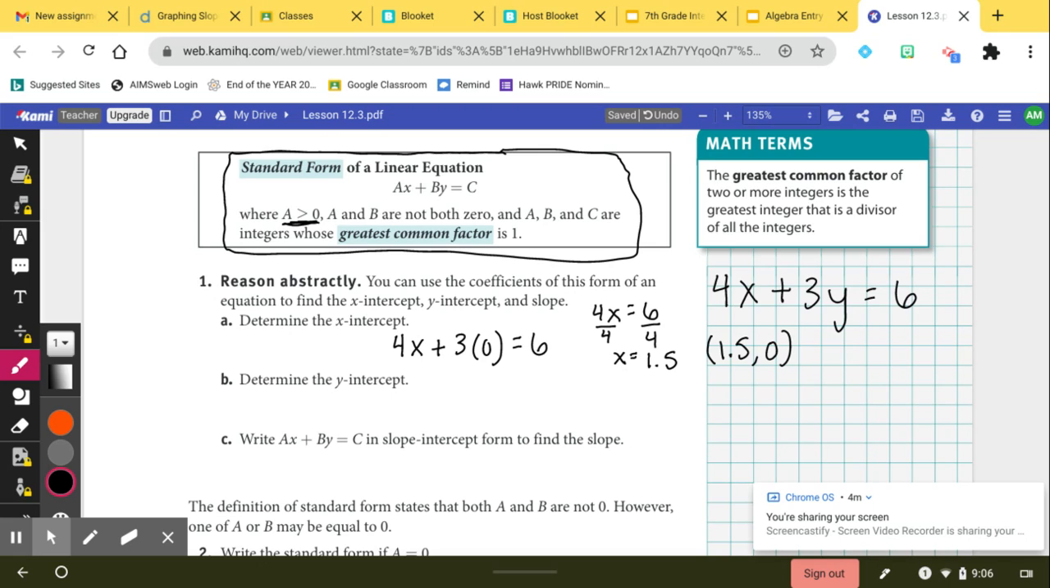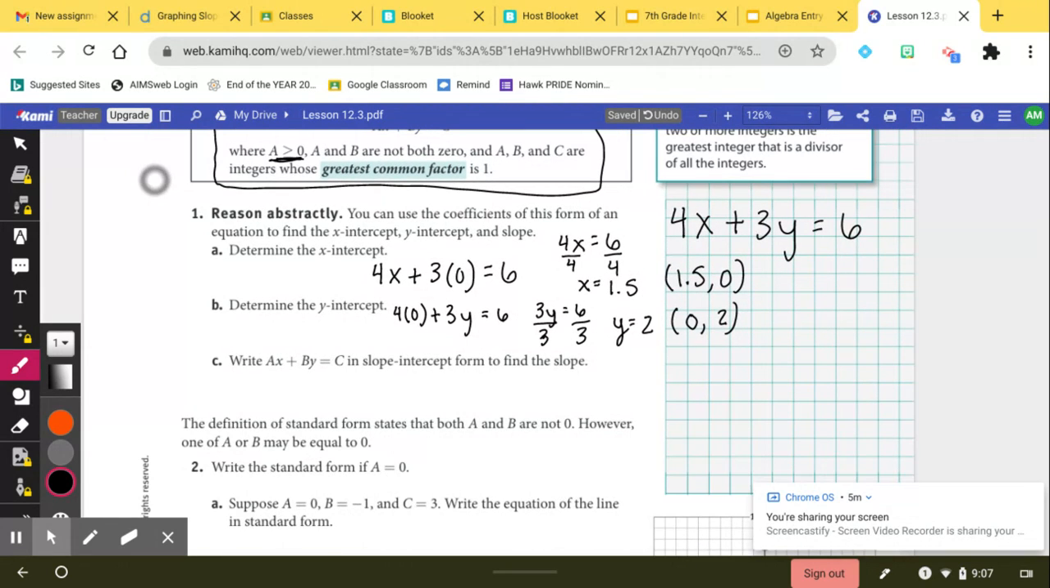And then we can find our y-intercept easily, where it crosses my y-axis, which is when x is 0. So plugging 0 in for x: 4 times 0 plus 3y is equal to 6. Well, 4 times 0 is 0. So really we're just dealing with the equation 3y is equal to 6. Dividing both sides by 3, we get y is equal to 2. So we know it crosses the y-axis at the point (0, 2). So there's my y-intercept. So with standard form, it's pretty easy to find my x-intercept and my y-intercept with a little bit of division.